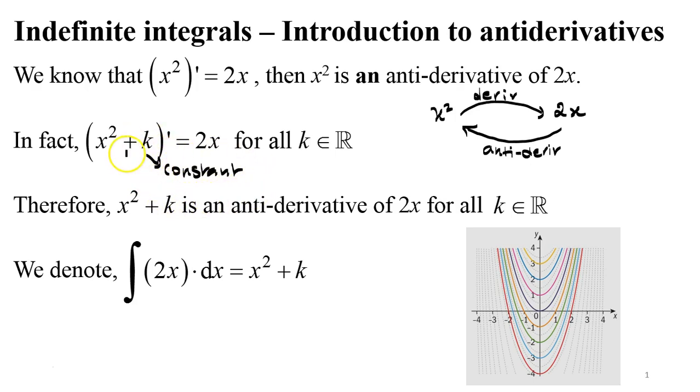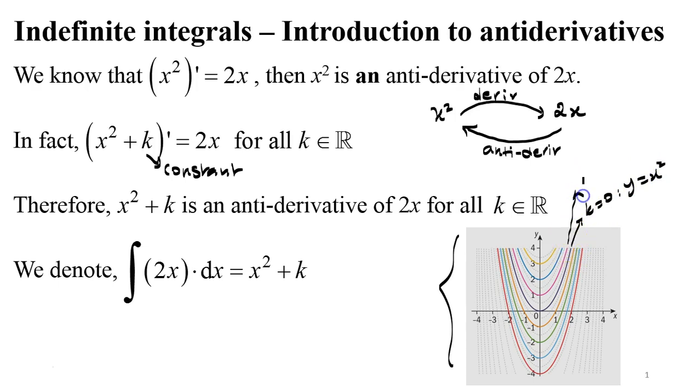So whenever you're considering y equals x squared plus k as an antiderivative of 2x, you'd in fact end up with a family of curves. They would all be antiderivatives of 2x. For example, for k equals 0, the purple curve here is y equals x squared. Y equals x squared is one of them.